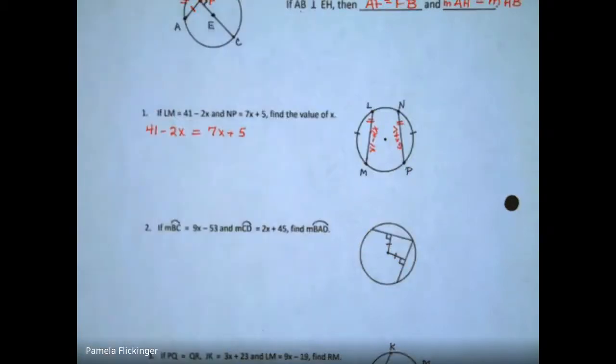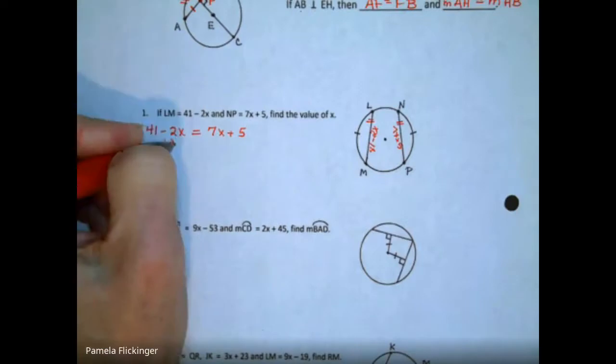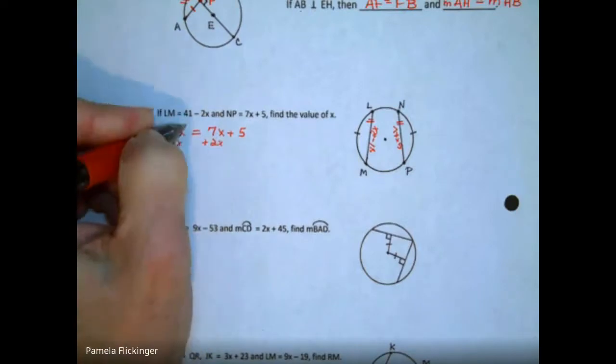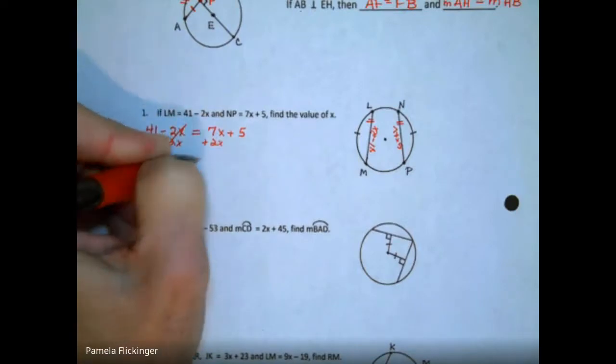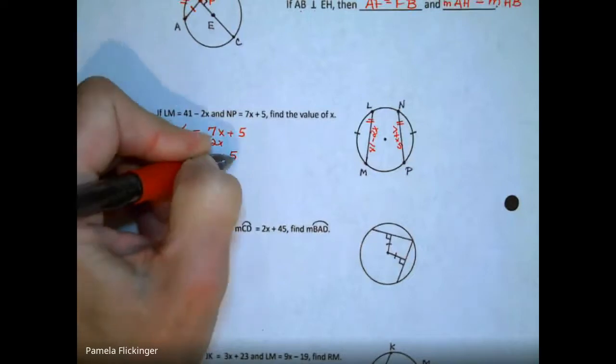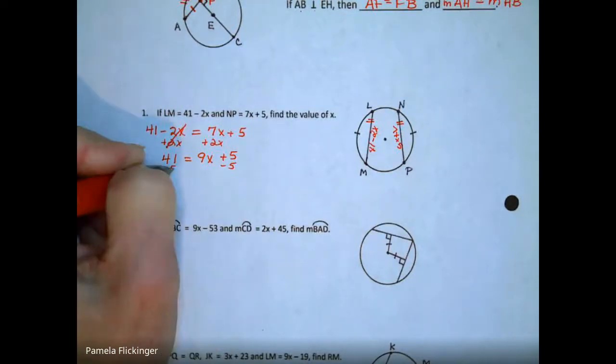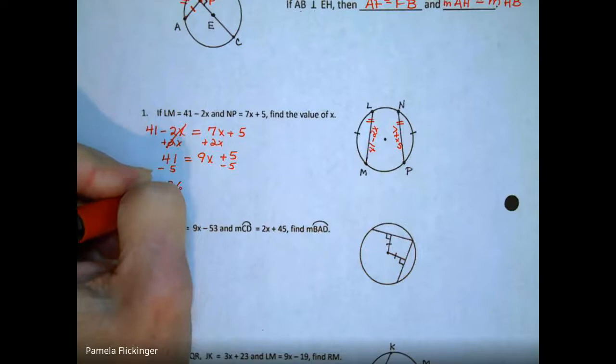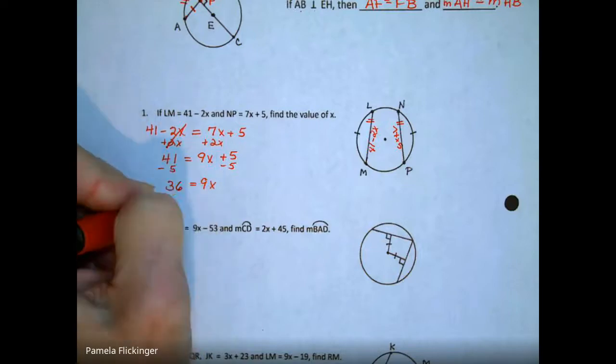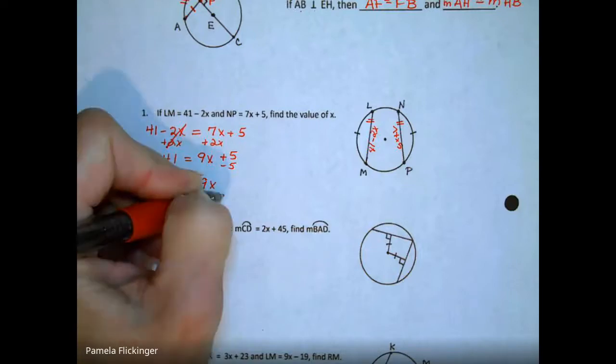All right, if I add 2x coming this way, I've got 41 equals 9x plus 5, and then subtract 5. I'm going to get 36 equals 9x. So x will be 4.